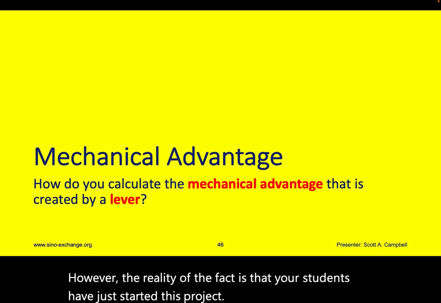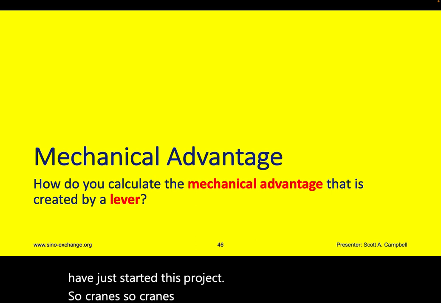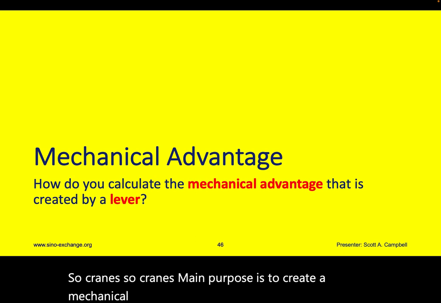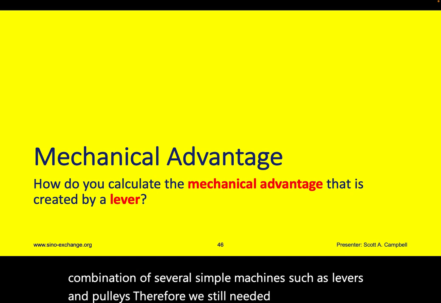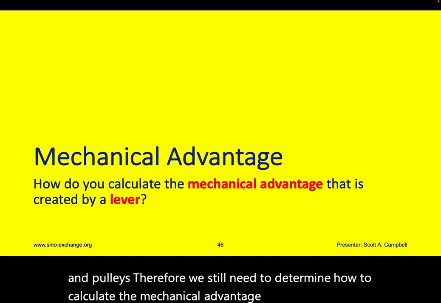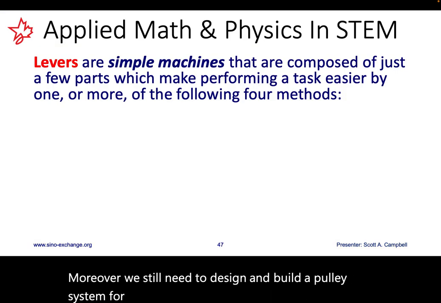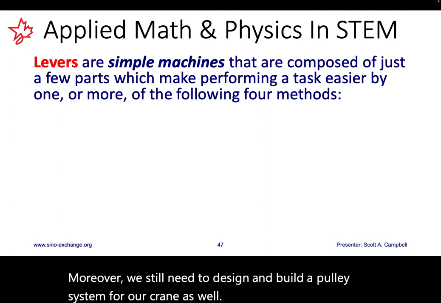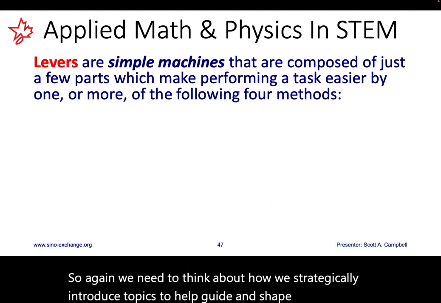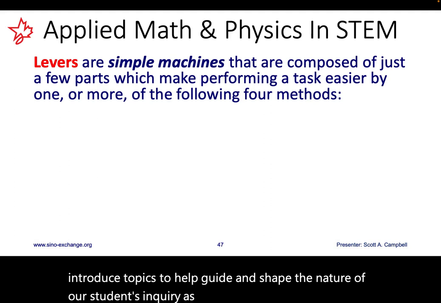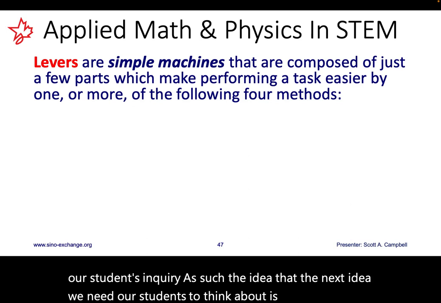A crane's main purpose is to create a mechanical advantage, and it does this through a combination of several simple machines such as levers and pulleys. Therefore, we still need to determine how to calculate the mechanical advantage of these systems. Moreover, we still need to design and build a pulley system for our crane as well. So again, we need to think about how we strategically introduce topics to help guide and shape the nature of our students' inquiry. As such, the next idea we need our students to think about is how levers are used to create a mechanical advantage.